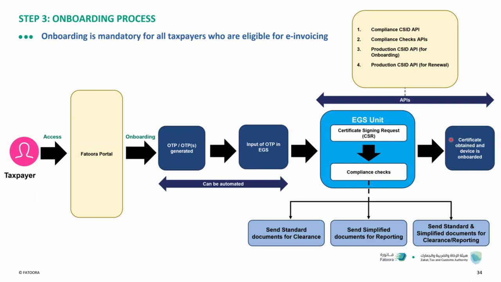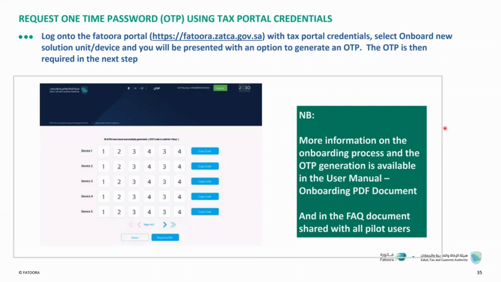Here we have a screenshot from the FATOORA portal. As we mentioned, it's fatoora.zatca.gov.sa. We're having an example of onboarding 16 devices. Each device will have an OTP. So you need to enter this OTP in the unit and then continue with the CSR and the compliance checks to complete the onboarding steps.